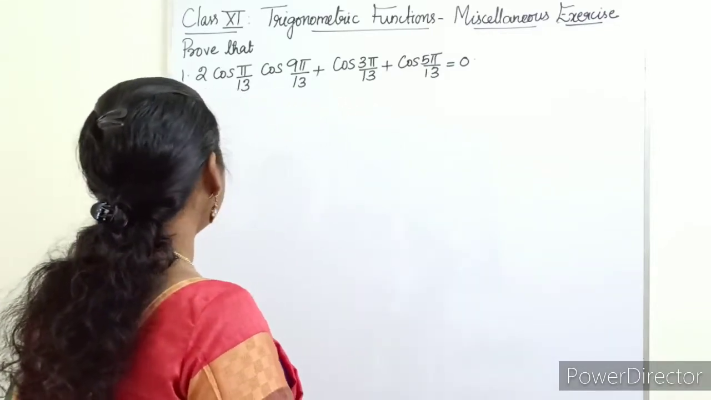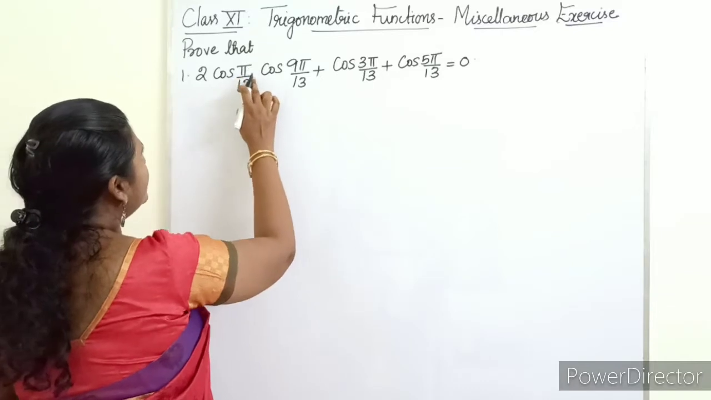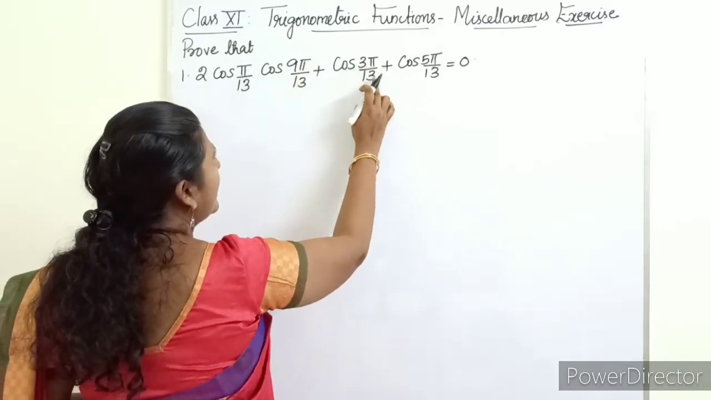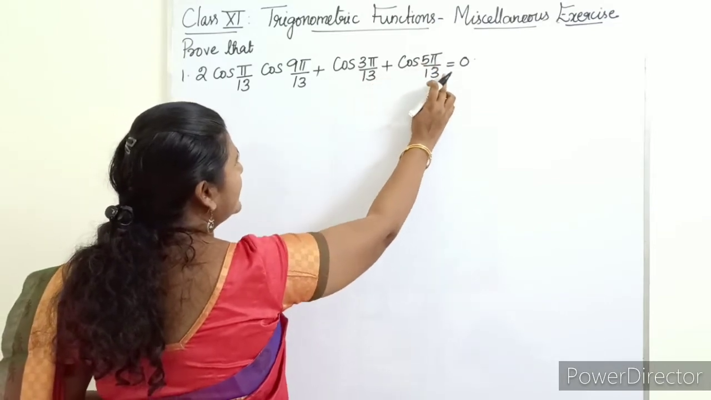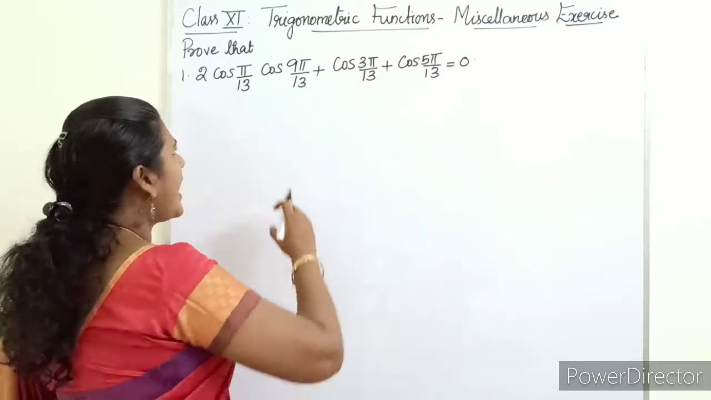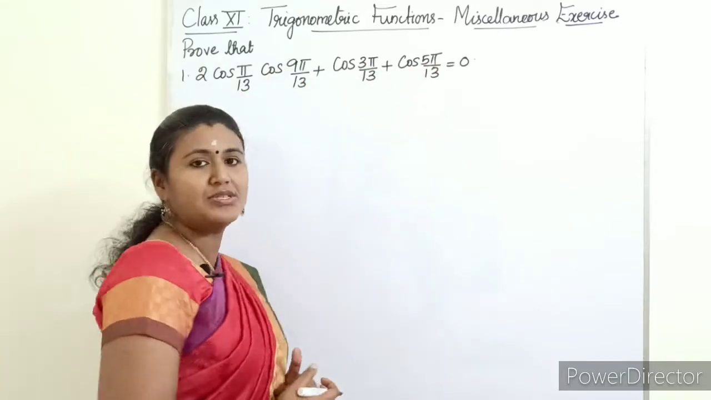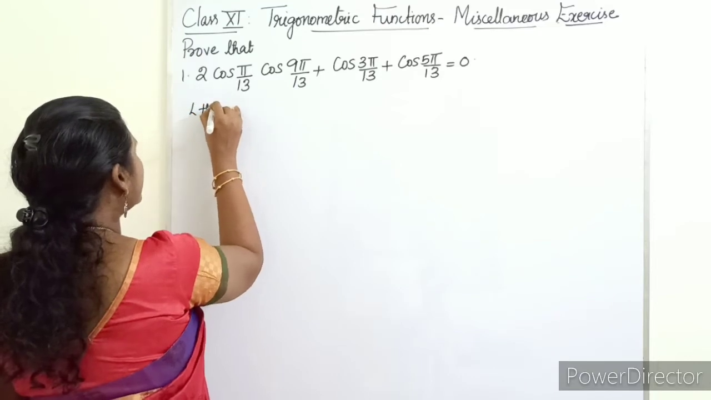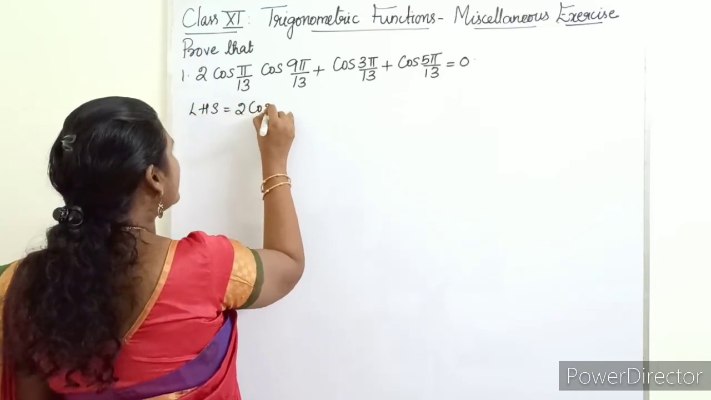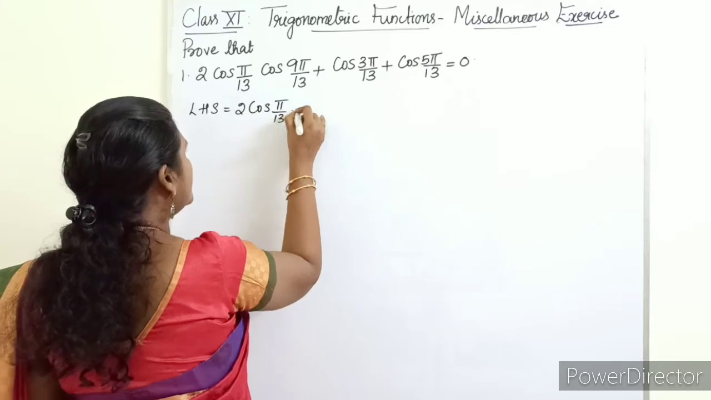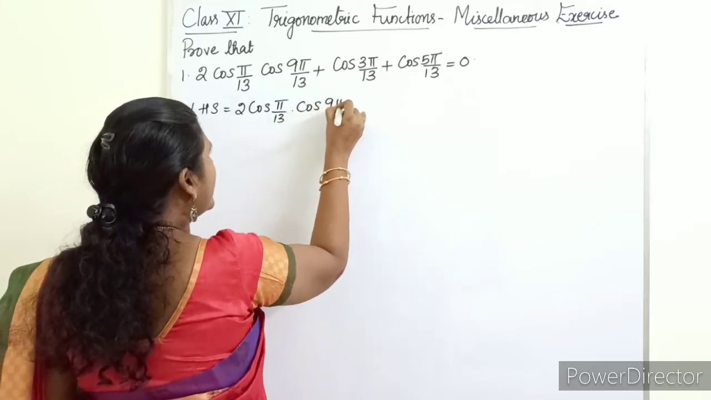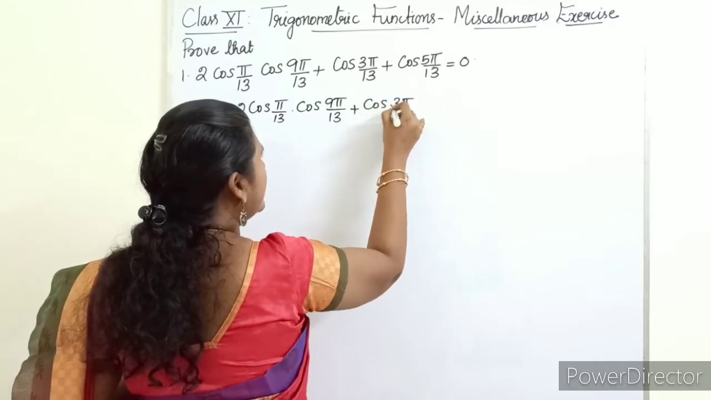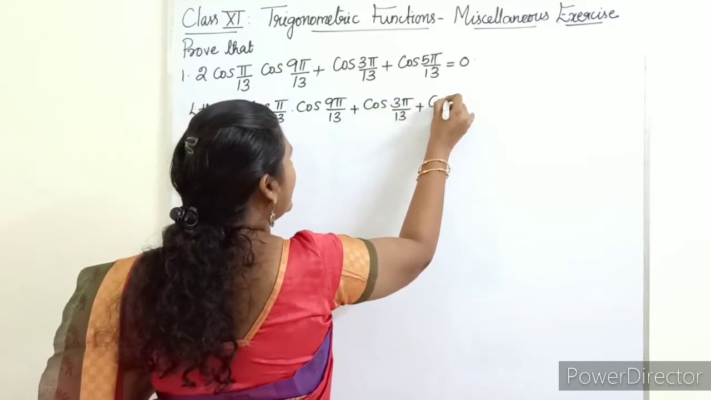So, the first question: prove that 2 cos pi by 13 cos 9 pi by 13 plus cos 3 pi by 13 plus cos 5 pi by 13 is equal to 0. So, we have to prove that this expression value is equal to 0. So, we will start with the left side expression. So, LHS is equal to 2 cos pi by 13 into cos 9 pi by 13 plus cos 3 pi by 13 plus cos 5 pi by 13.